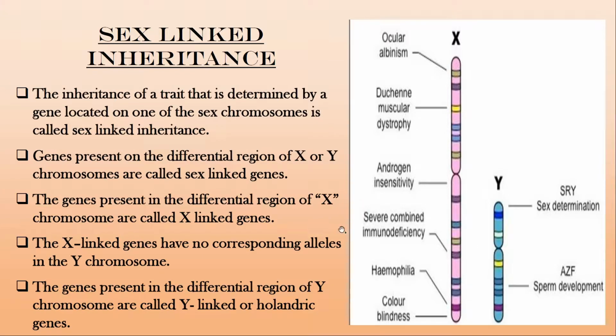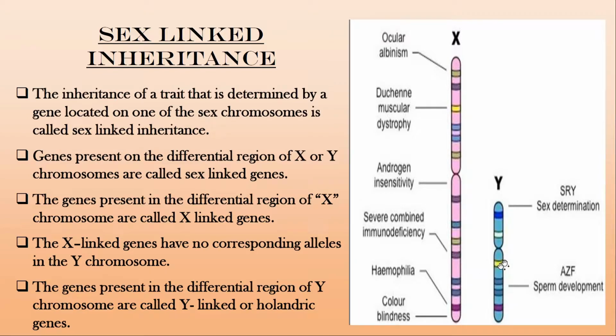The genes present in the differential region of the X chromosome are called X-linked genes, and the X-linked genes have no corresponding alleles in the Y chromosome, because in male only one X and one Y will be present, and so the X-linked genes have no corresponding alleles in the Y chromosome.